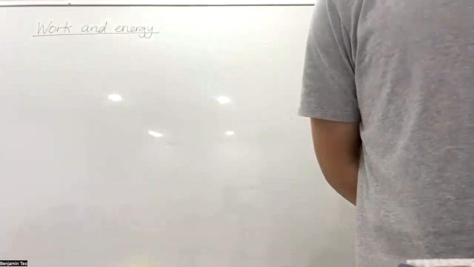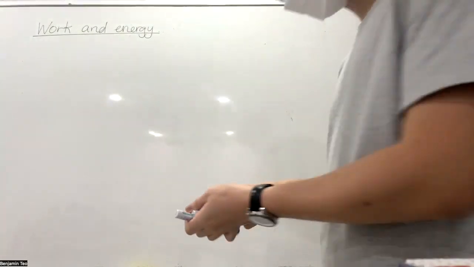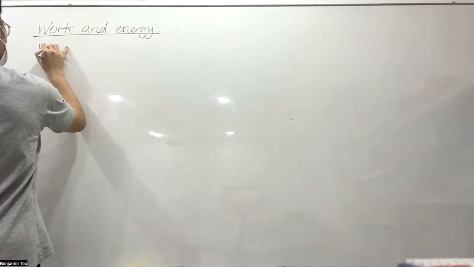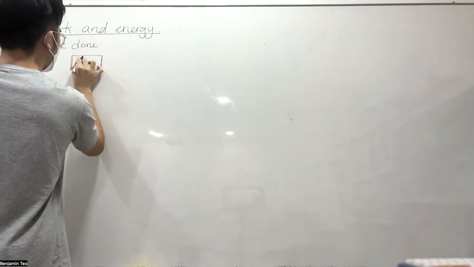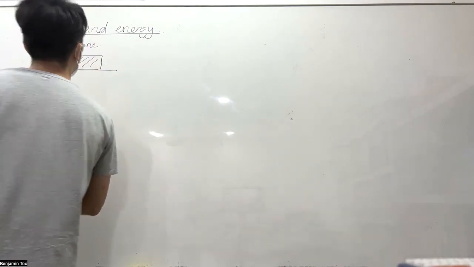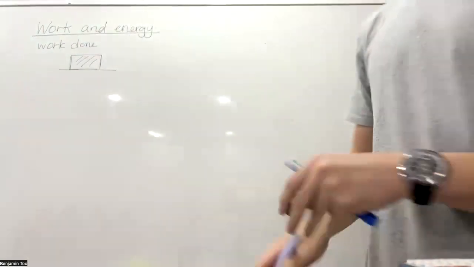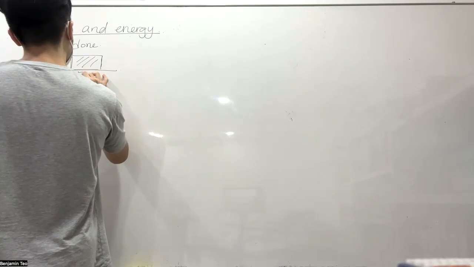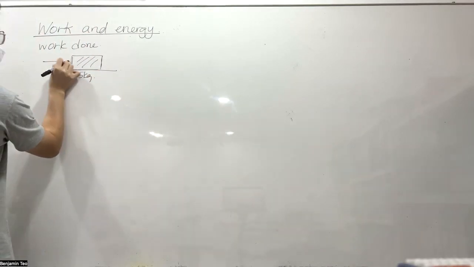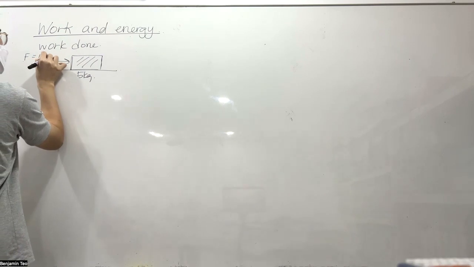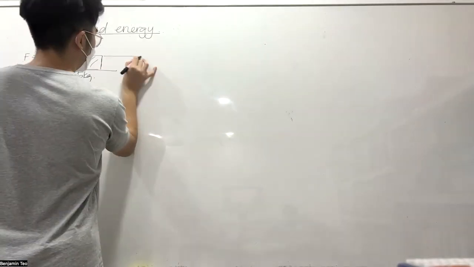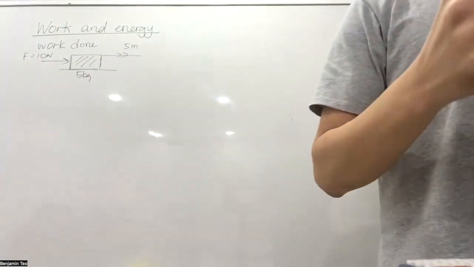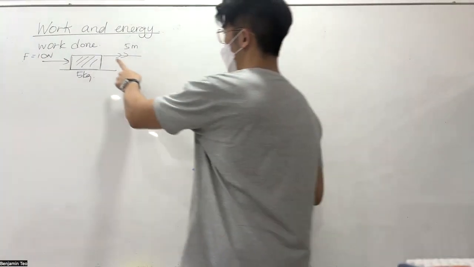Okay, work and energy. Now let's talk about work done first. I have an object of mass 5 kg, and then I apply a force of 10 Newton. Due to the force, it moves 5 meters. In this case, you have a force and then you have distance.